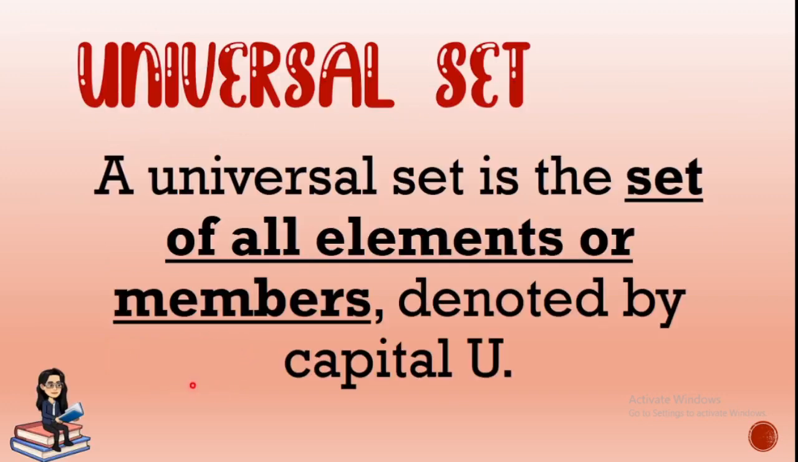Okay, let's proceed. So universal set. A universal set is the set of all elements or members denoted by a capital U. So when we say pag ang given natin or the given set is capital U, ibig sabihin ito yung universal set. Ito yung pinaka-whole family. Kumbaga sa family tree, siya yung pinaka-ugat. Sa kanya magsisimula yung isang buong set. Okay? So let's have the examples.